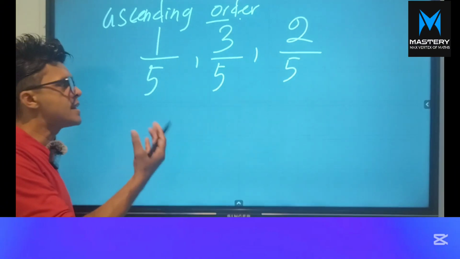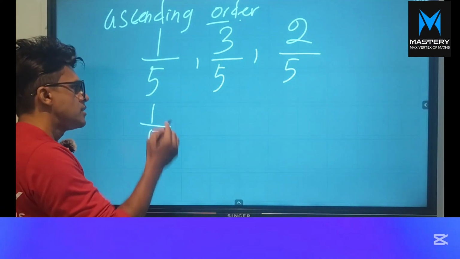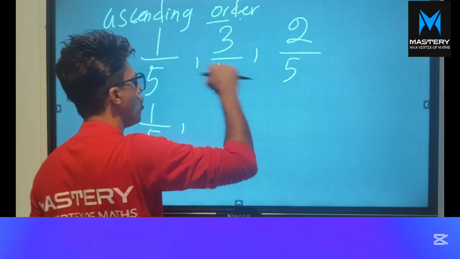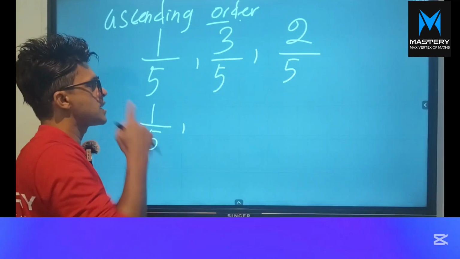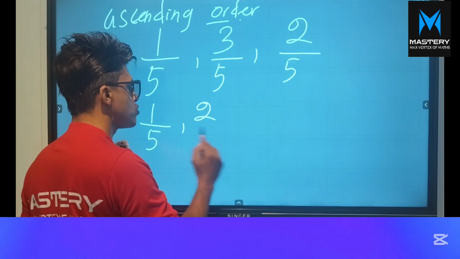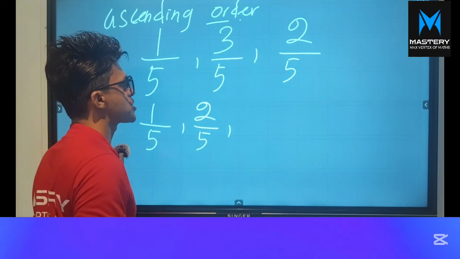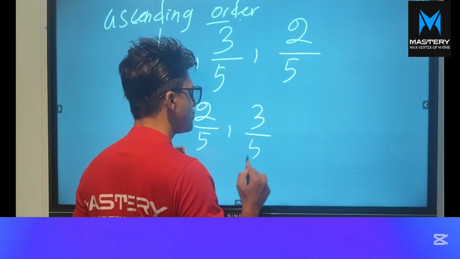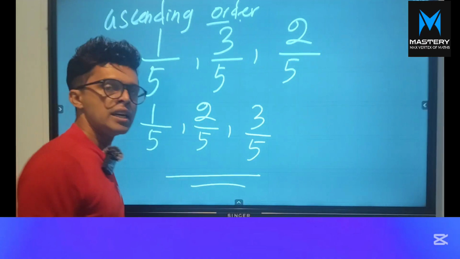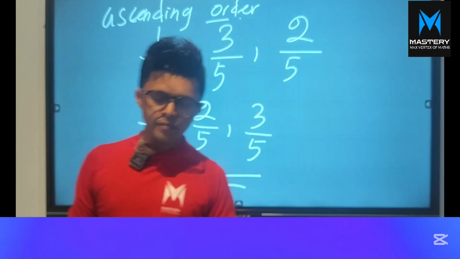The least fraction is 1 over 5. All these values have equal denominators. So the next one is 2 over 5. The highest one, the greatest fraction, is 3 over 5. So we've written these fractions in ascending order.